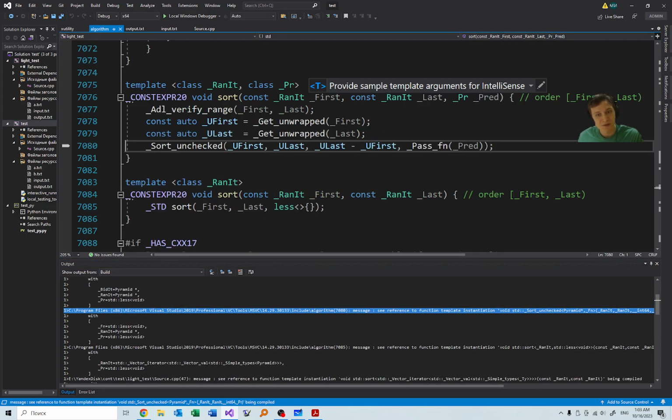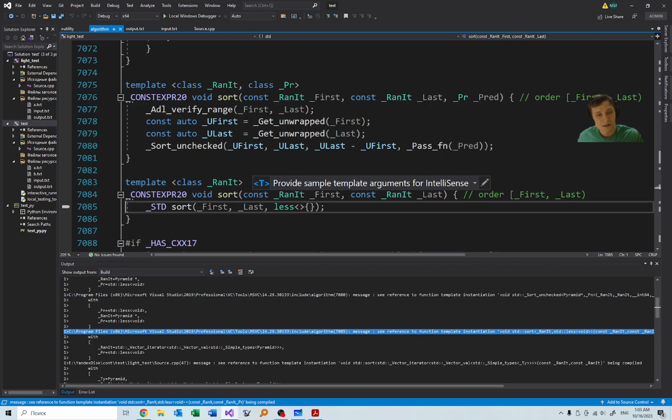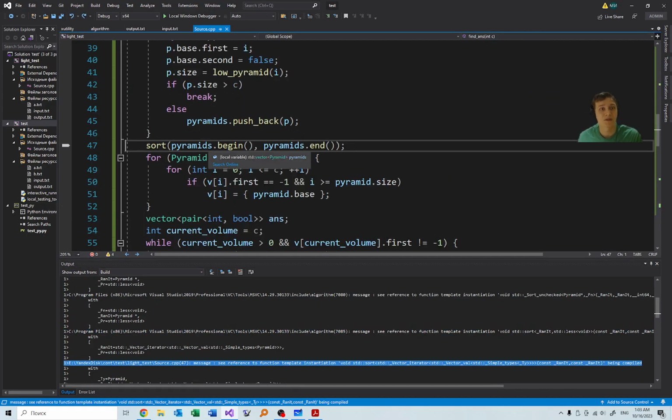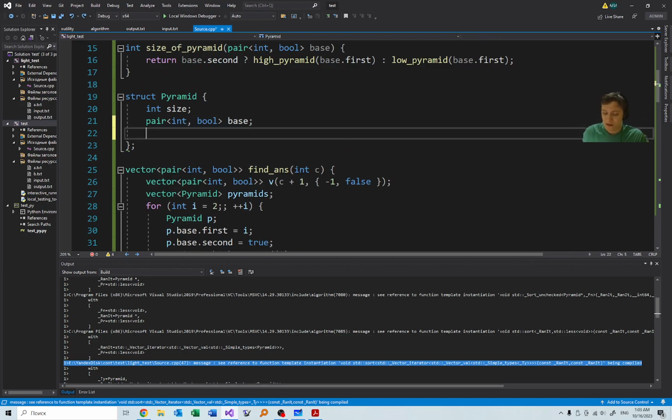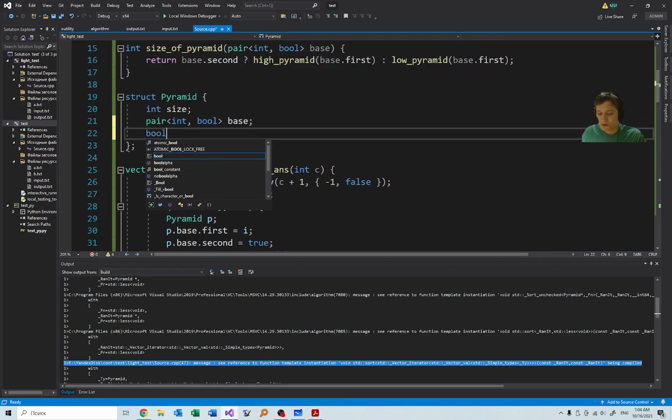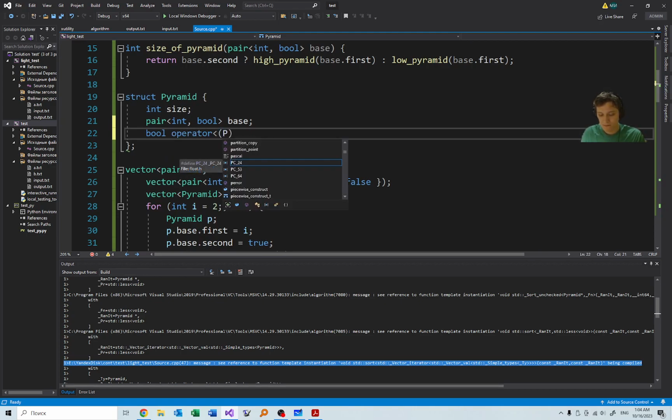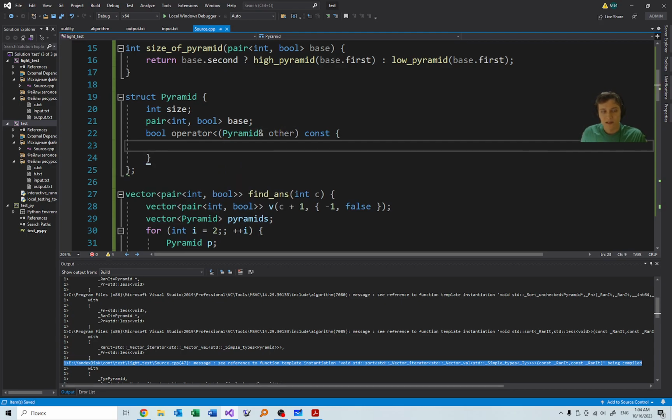So this is still not your code, and this is not your code, and this is not your code. Oh, this is your code. So you see that something is wrong with the sort. And to fix it, you just need to add a function which is called comparator. It allows you to compare two pyramids. And say if our current pyramid is less than the other. We will just compare sizes because this is how our sort should work. Okay, now it should compile.